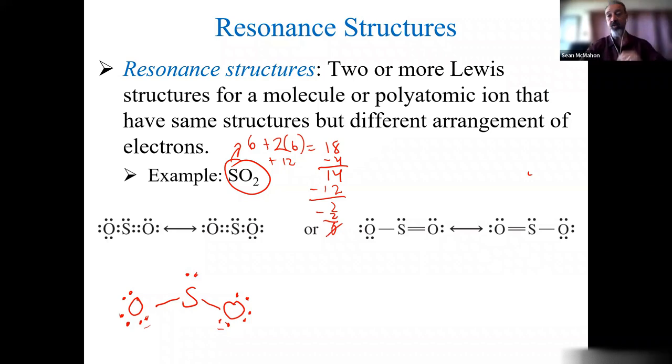Now, remember that 5th rule? It said if the central atom has an octet, you are done. If I look at sulfur, it does not have an octet. It has 6 electrons: 2 in this bond, another 2 in this bond, and 2 in a lone pair. That's only 6. So I actually incorrectly chose to add lone pairs where there wasn't one. So I'm going to take this lone pair and add it here. And what that will do is create this structure.